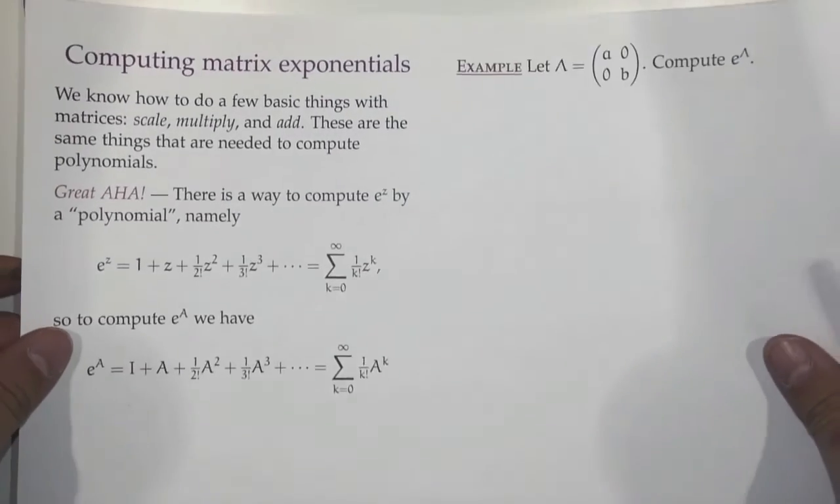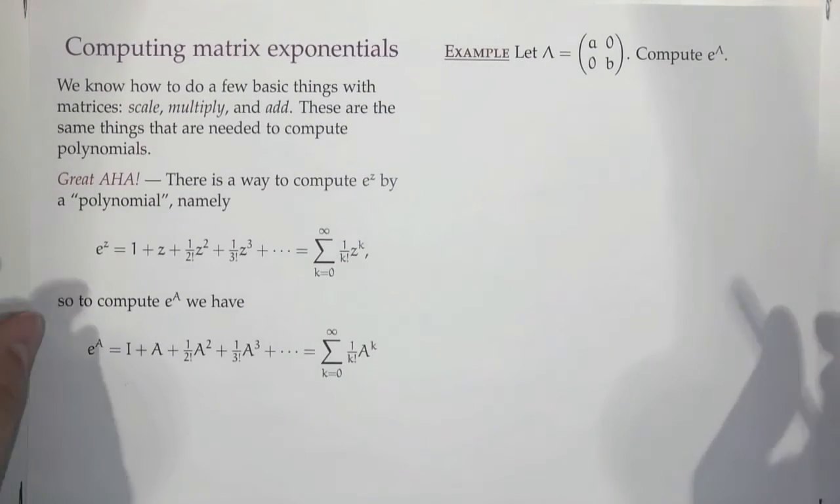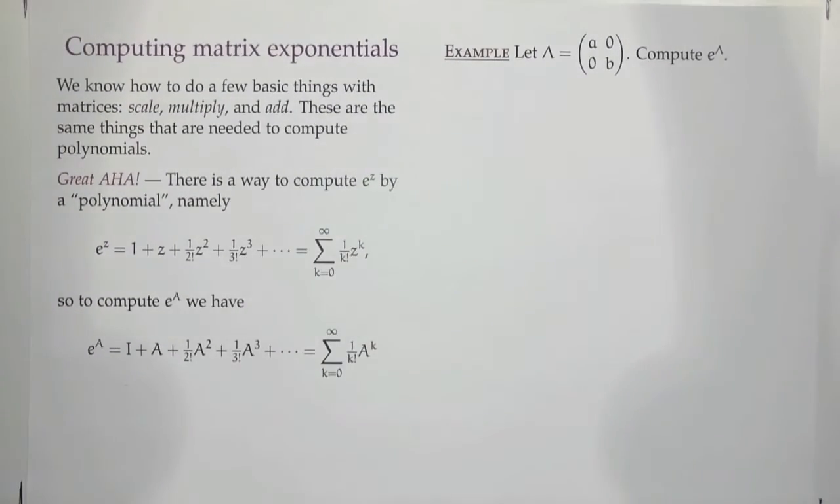Well, that brings us to going back to talking about this e to the at. We think about things that we can do with matrices, and we say, well, there's not that much. We can do things like scale and multiply and add, a few other things. And then we say, well, wait a second. Scaling, multiplying, adding, that sounds like polynomials. Yes, exactly. We can do polynomial stuff with matrices.